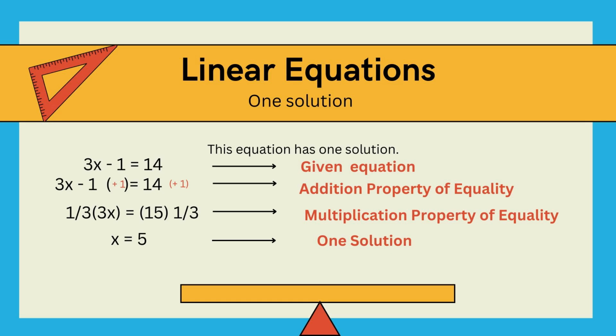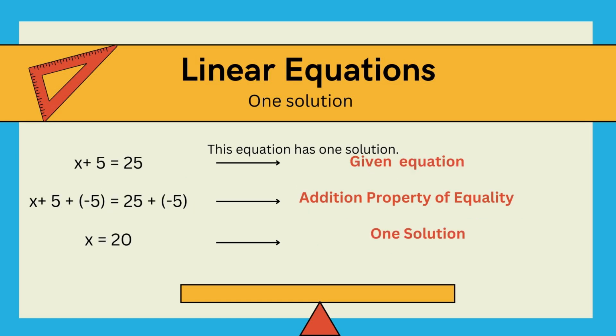To eliminate the numerical coefficient 3 of 3x, we use multiplication property of equality. We multiplied both sides of the equation by 1/3. 1/3 is the reciprocal value of 3. 1/3 times 3x is equal to x. 15 times 1/3 is equal to 5. This shows that x equals 5, or the value of x is 5, shows only one solution, one value of x.